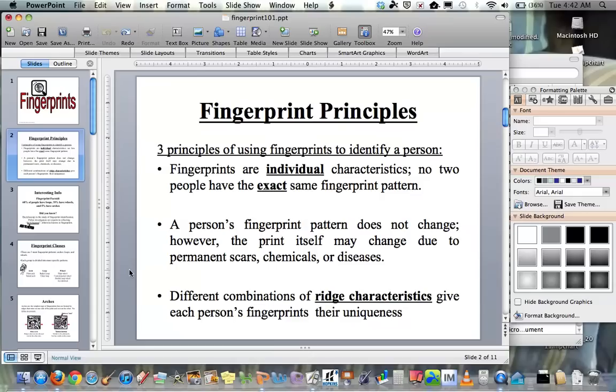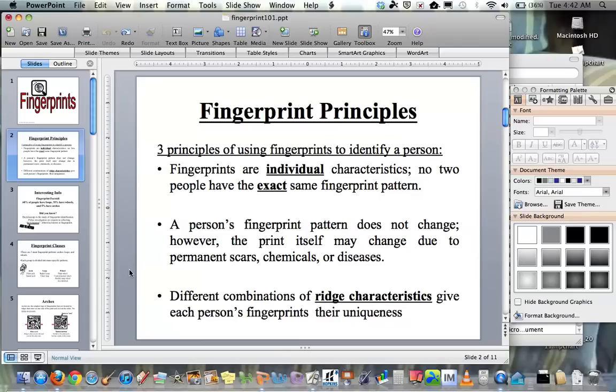Three main principles used when we think of fingerprints as a type of evidence. Fingerprints help us identify someone because no two people have exactly the same fingerprints. So therefore they are known as individual characteristics. And we talked a little bit about this last week already. People's fingerprint patterns do not change over their lifetime, but the pattern can be altered due to scarring, chemical damage, or even certain skin diseases.